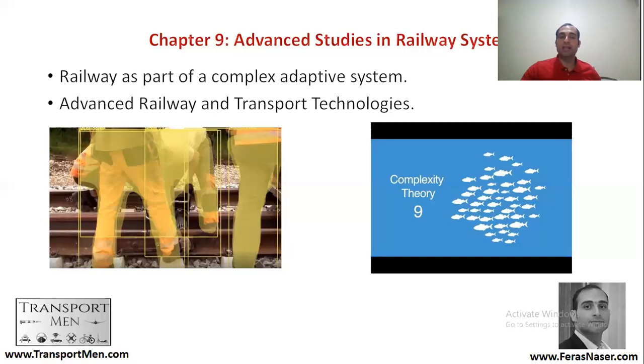The second topic I'll be talking about is advanced railway and transport technologies. We'll talk about aspects related to artificial intelligence, nanotechnology and materials, and digitization. For example, blockchain. I have a paper on blockchain, and we thought maybe blockchain can help in integration, in bringing data together, and in fighting cybersecurity threats.